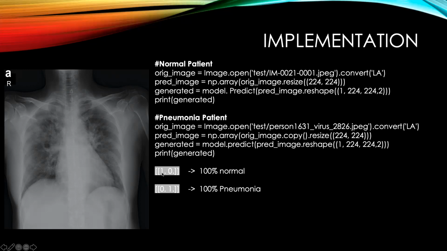The first term shows that it's a normal image: 1.0, 100%. The second term is 0%, not normal. The second image is the pneumonia image, which the model accurately predicted with 100%. So I think I got very good results for this.